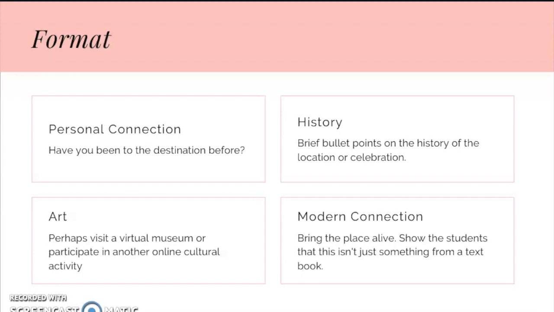Okay, so history. History, I would include brief bullet points on the history of the location or the celebration. So since this week is Cinco de Mayo, I thought that would be kind of cool to pull things that were examples of Cinco de Mayo, and Mexican things like that. I thought that it would be just kind of cool to show you a real life example of how you could take your kids on a virtual field trip on the fly and it not take that much time to put together.